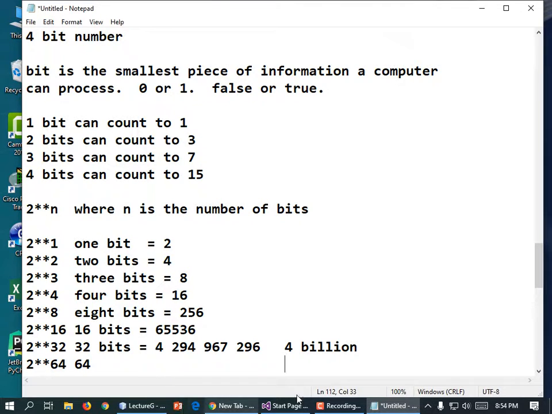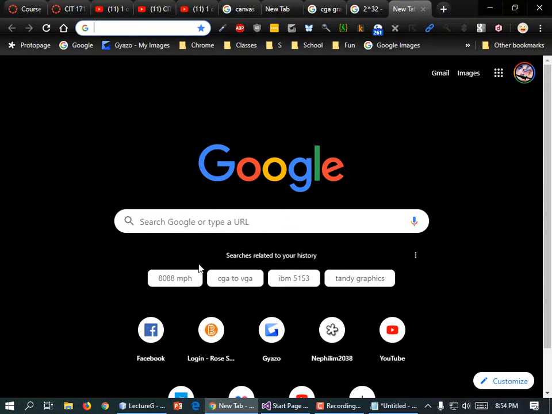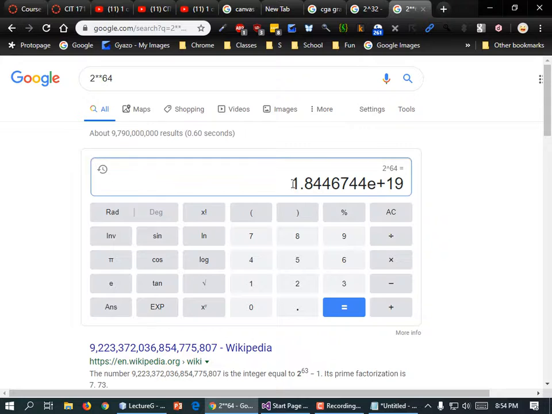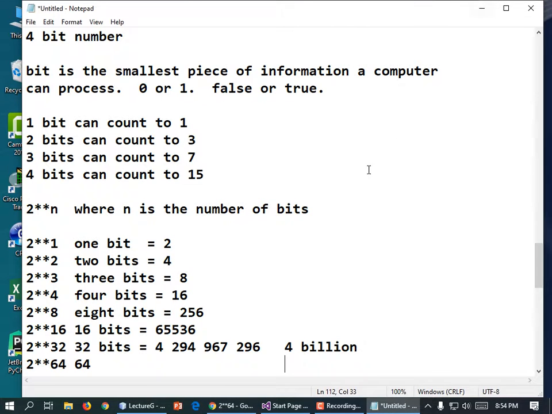It's 1.844674407. Okay, I'm just going to have to look at that in scientific notation. So 2 to the power of 64. Woo boy. It's essentially 2 followed by 19 zeros. 1, 2, 3, 4, 5, 6, 7, 8, 9, 10, 11, 12, 13, 14, 15, 16, 17, 18, 19.